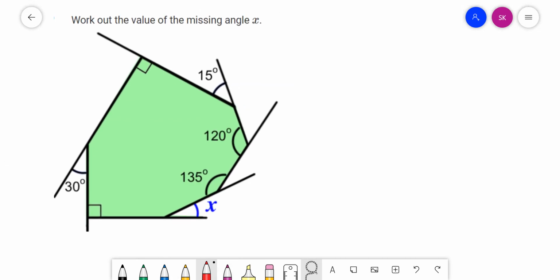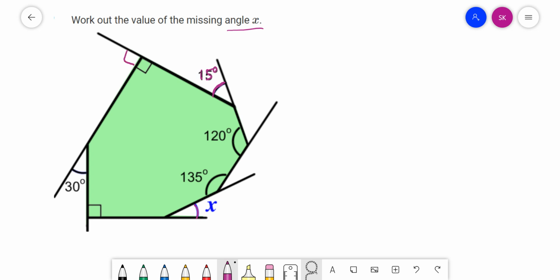Okay. For this question, I want you to have a go on your own without me doing any explaining. So pause the video and have a go. Press play when you're ready for me to show you how to do it. All right, so we've got to find the value of x, which is this one here. So I know that exterior angles add up to 360. I know what this exterior angle is, it's 15 degrees.